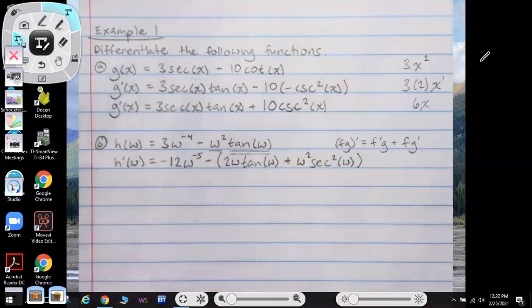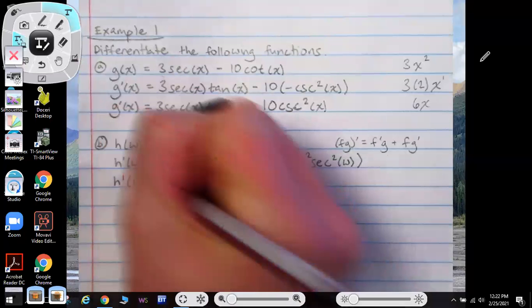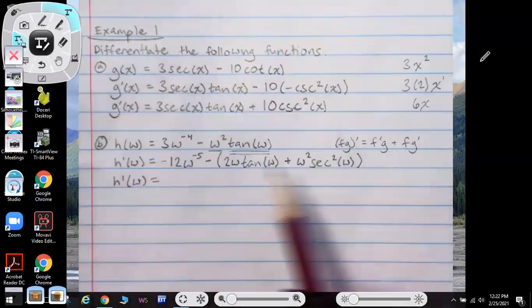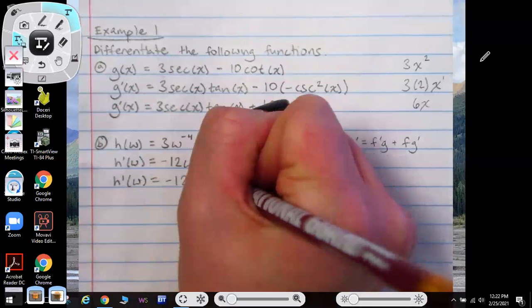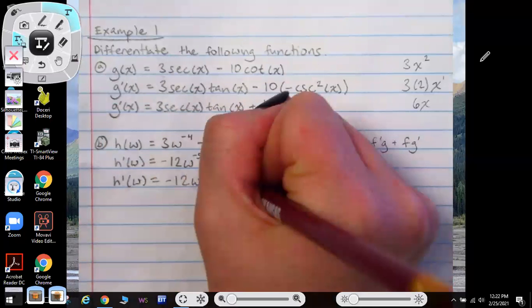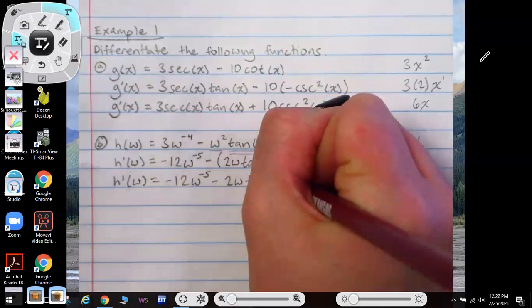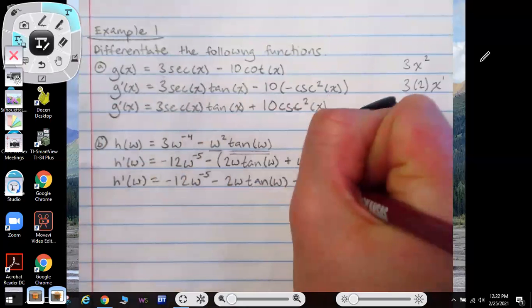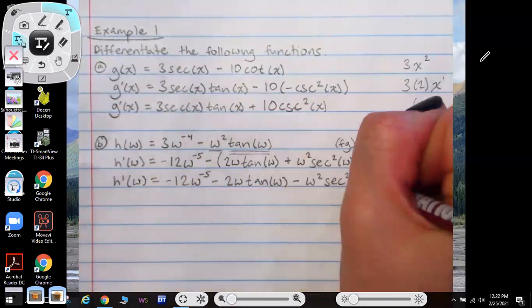Really the only thing left to do is distribute this minus sign. So when we distribute the negative, it's just changing the sign of both of these terms. Negative 12w to the negative fifth minus 2w times tangent of w minus w squared times secant squared of w.